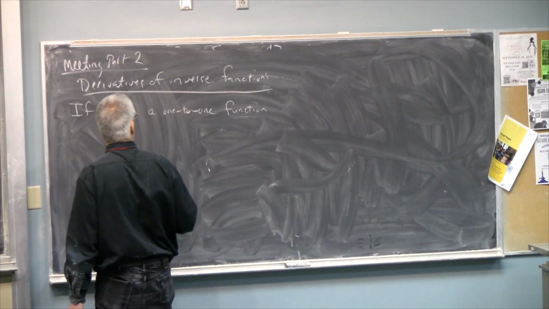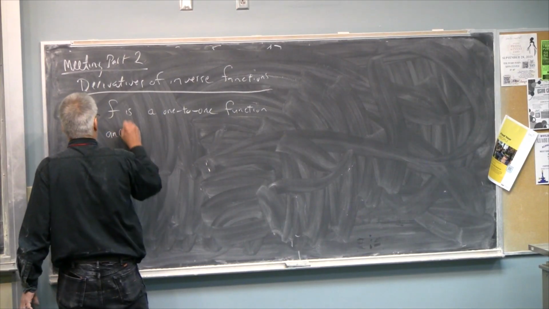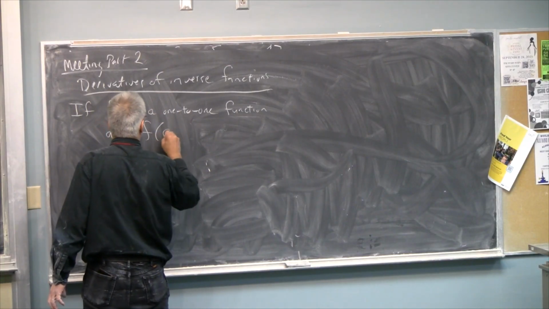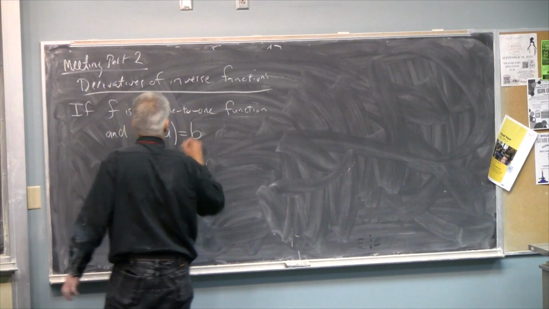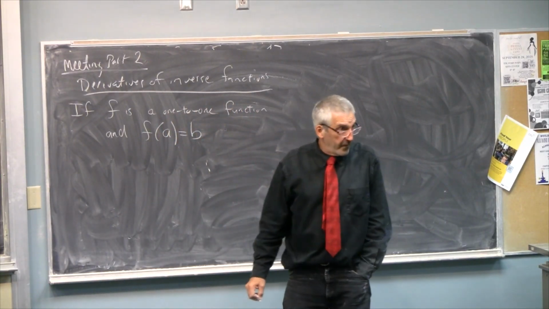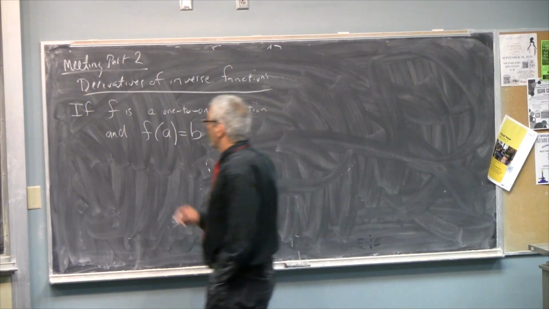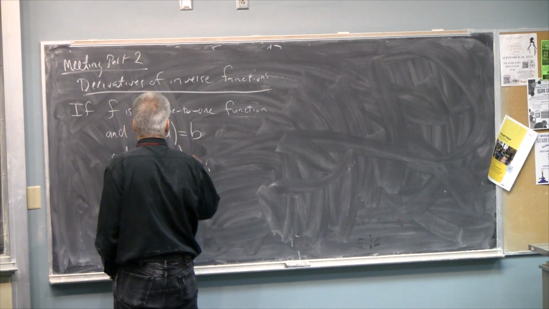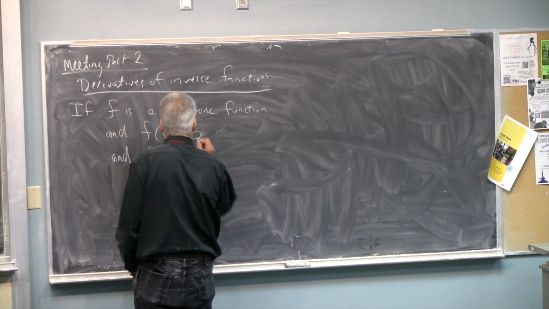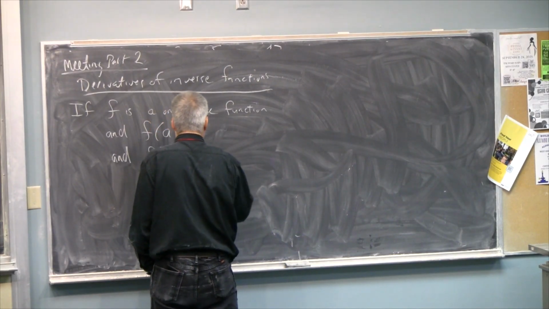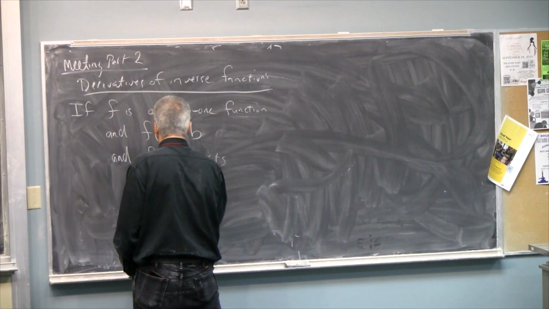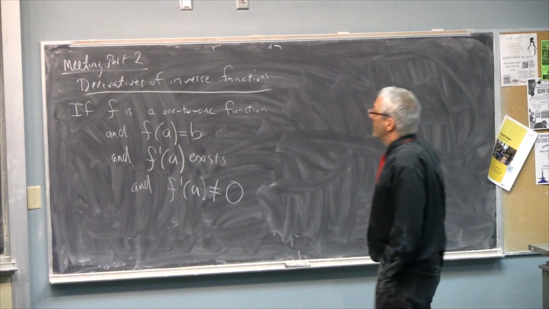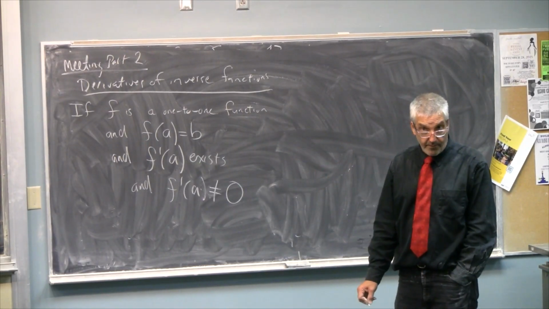If f is a one-to-one function and f of a equals b, so that's just telling me a point on the graph of f, and f prime of a is a number, it exists, and is not 0. That's a whole bunch of stuff, a bunch of ifs.